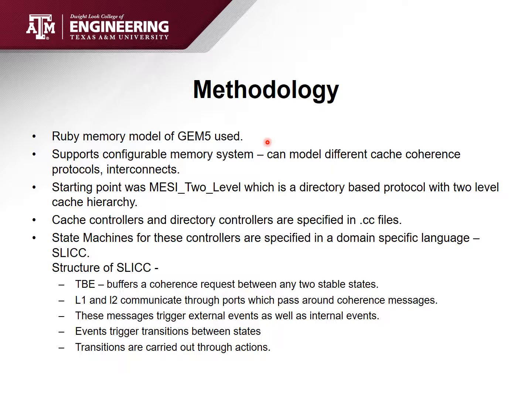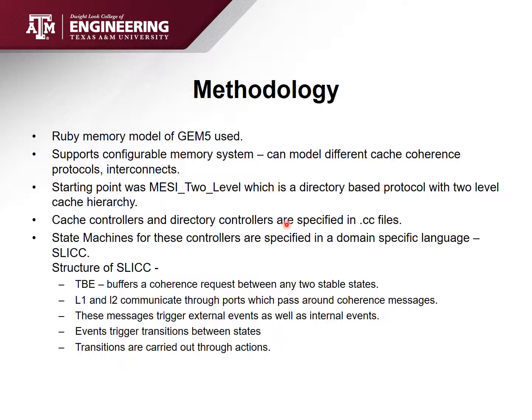Now gem5 has a classic model which has a default coherency protocol based on MOESI, but that protocol is not configurable. Thus, we chose Ruby, which can model different cache hierarchies, different cache coherence protocols, as well as interconnects. One such protocol, called MESI two-level, is part of gem5, which we improved to incorporate the F state. It has private L1 caches and a shared L2 cache with a directory.